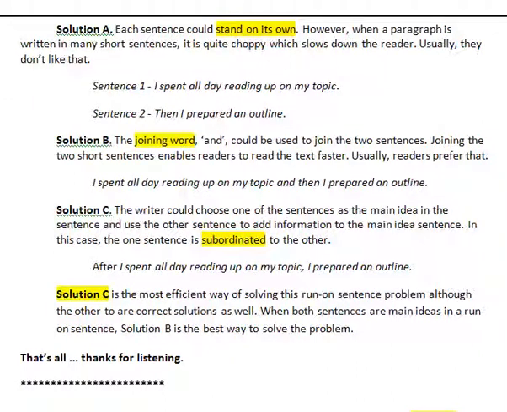Solution C. The writer could choose one of the sentences as the main idea in the sentence and use the other sentence to add information to the main idea sentence. In this case, the one sentence is subordinated to the other. After I spent all day reading on my topic, I prepared an outline. Solution C is the most efficient way of solving this run-on sentence problem, although the other two are correct solutions as well. When both sentences are main ideas in a run-on sentence, solution B is the best way to solve the problem.